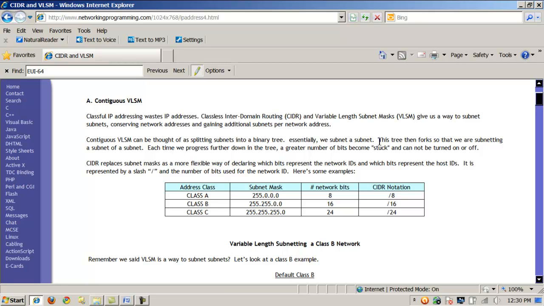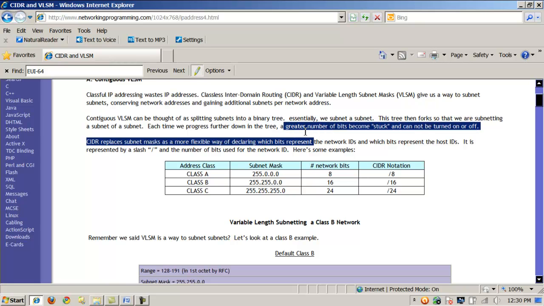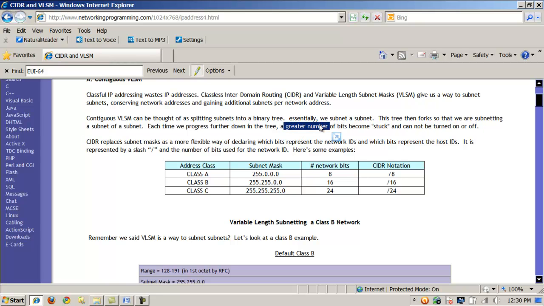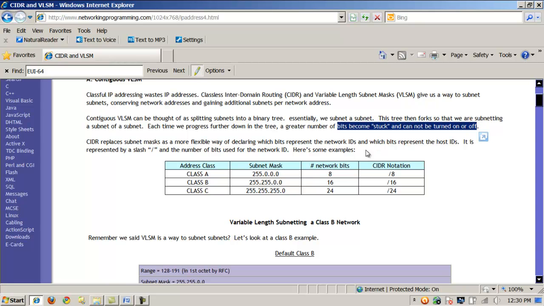And what you can think of it as is basically splitting subnets into a binary tree, essentially like subnetting a subnet. And this tree will fork into subnetting a subnet of a subnet. And each time you do this, remember, just like in classical IP addressing, the RFC states that certain bits have to be stuck on or stuck off for class A, B, and C. Well, the same rule will apply when you use VLSM.